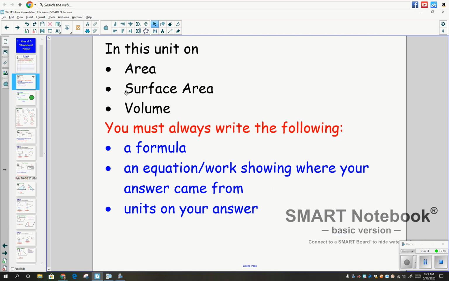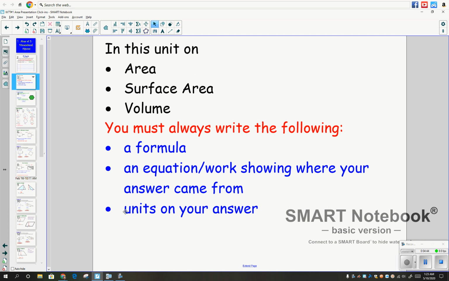Before we get started in this unit, one thing we're going to talk about when you talk about area, surface area, and volume, which is the next couple weeks. When you're writing this out, obviously we will not be able to see your work, but you should get in the habit of, for every single problem, writing a formula. Which formula are you using to solve the area, surface area, or volume? Write an equation and work. Put in the numbers. You'll see as we do it on the video here in the notes. Jot that down every single time.